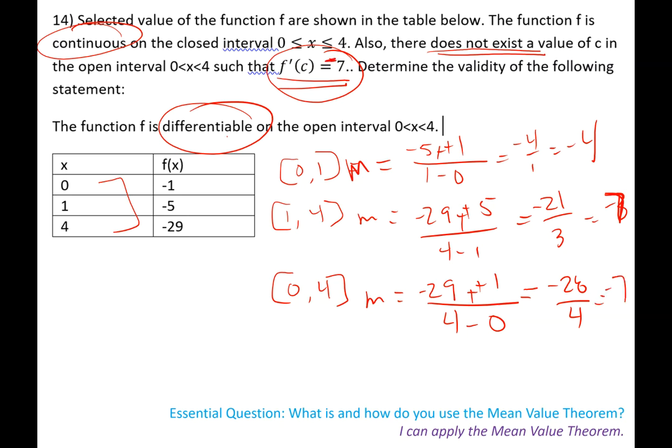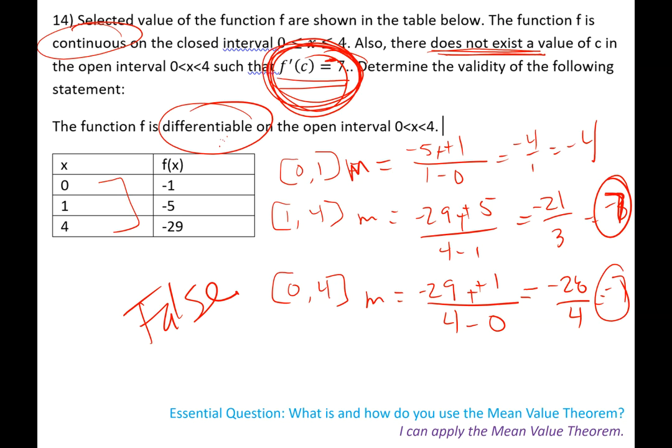So actually, I had it in this one here, right? But either one of those would have proven that this is a false statement because we actually got the derivative equal to -7, and it said it did not exist. So this one is a false thing because the function is differentiable with a slope equal to 7.